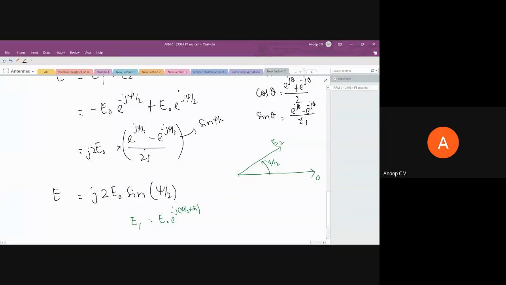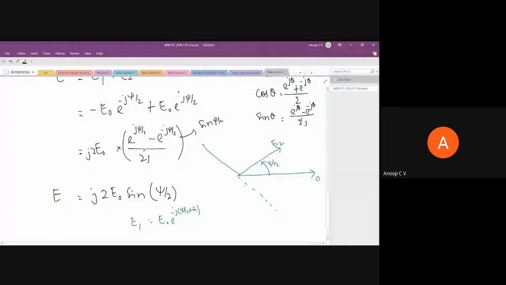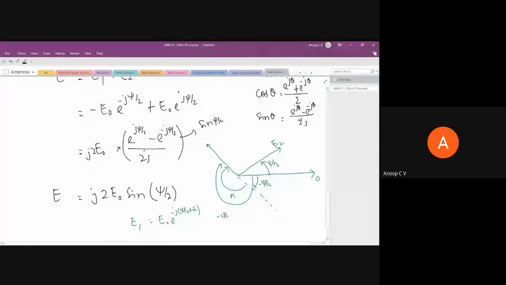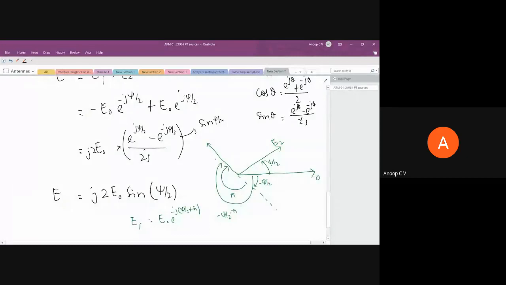So if it is psi by 2 minus psi by 2, it is actually this much. Minus psi by 2 is actually this much. This plus pi will be exactly opposite. Right? It will be exactly opposite to that. So this is minus psi by 2, and if I have to measure a pi with respect to that, it will be exactly opposite. A 180 degree phase shift means it's opposite to that, right? So this is pi. So the total phase from here till here is minus psi by 2 minus pi, right?